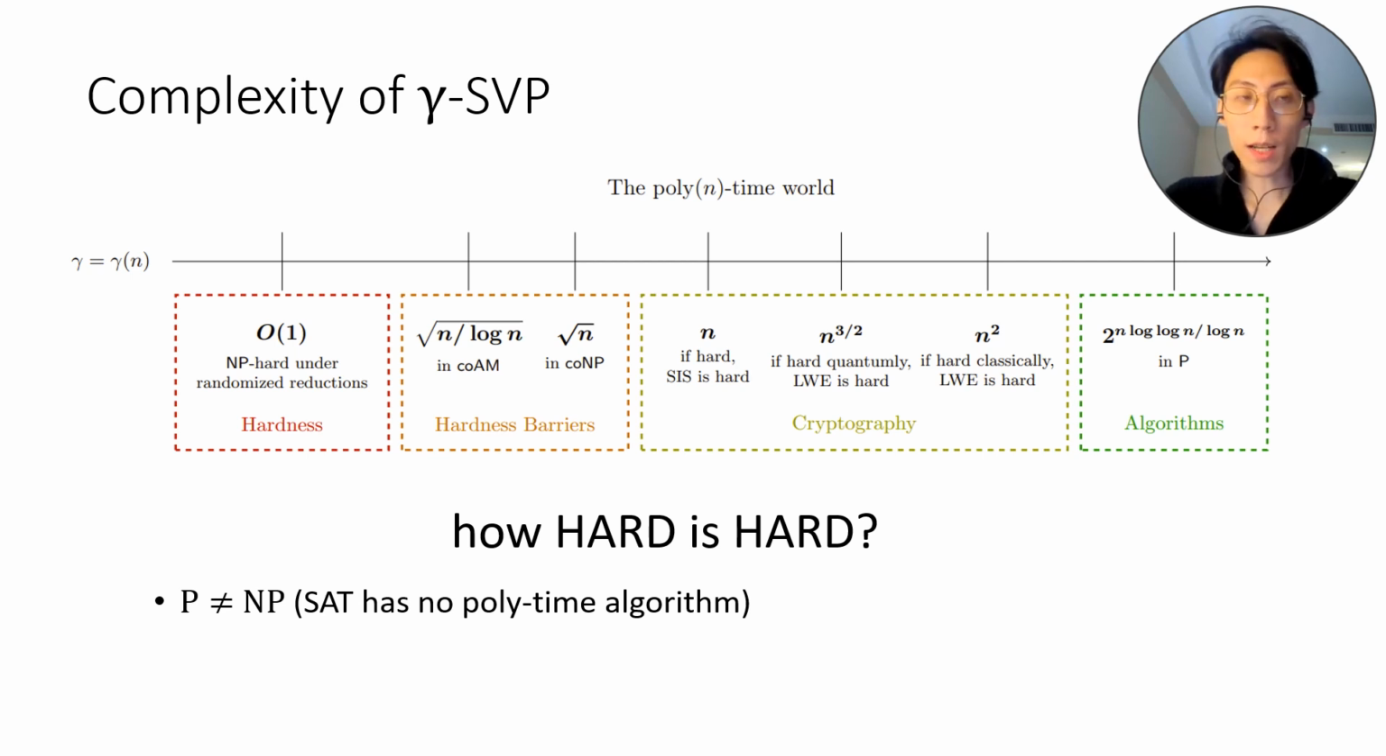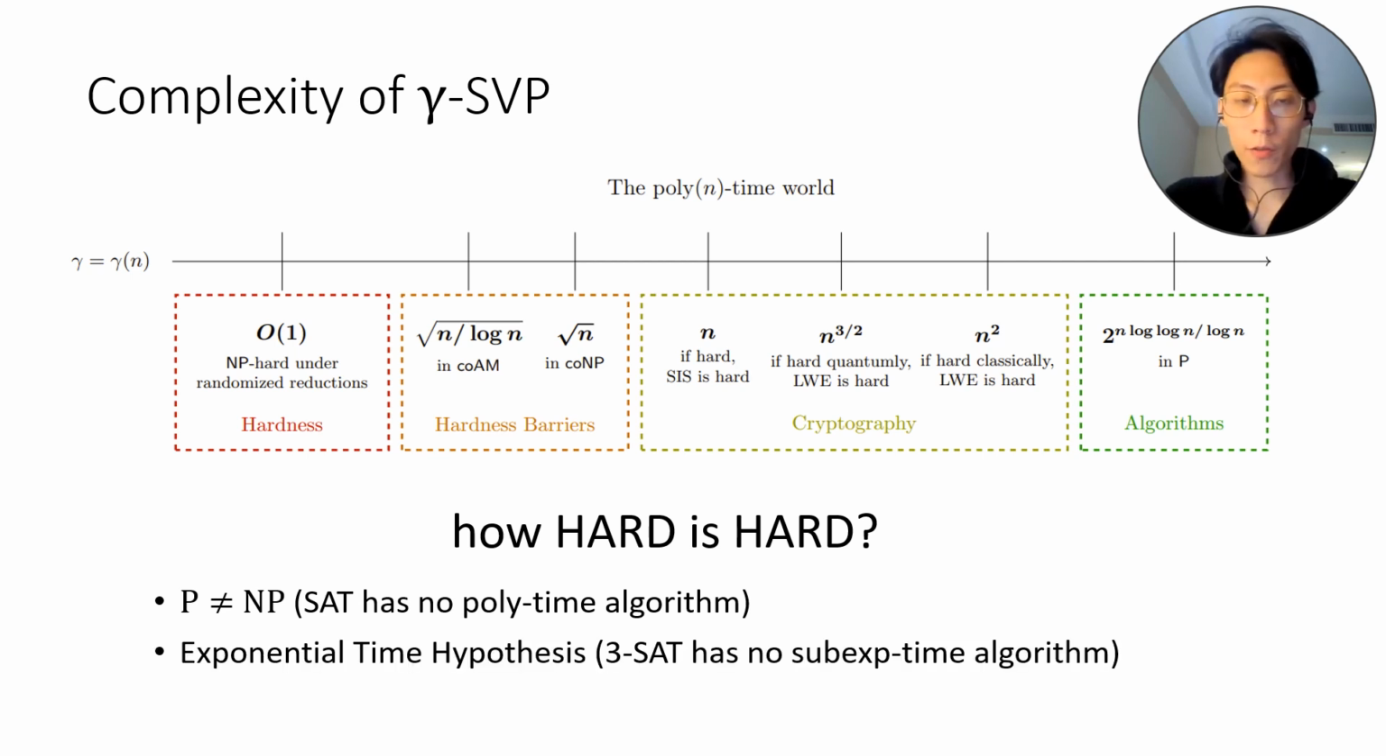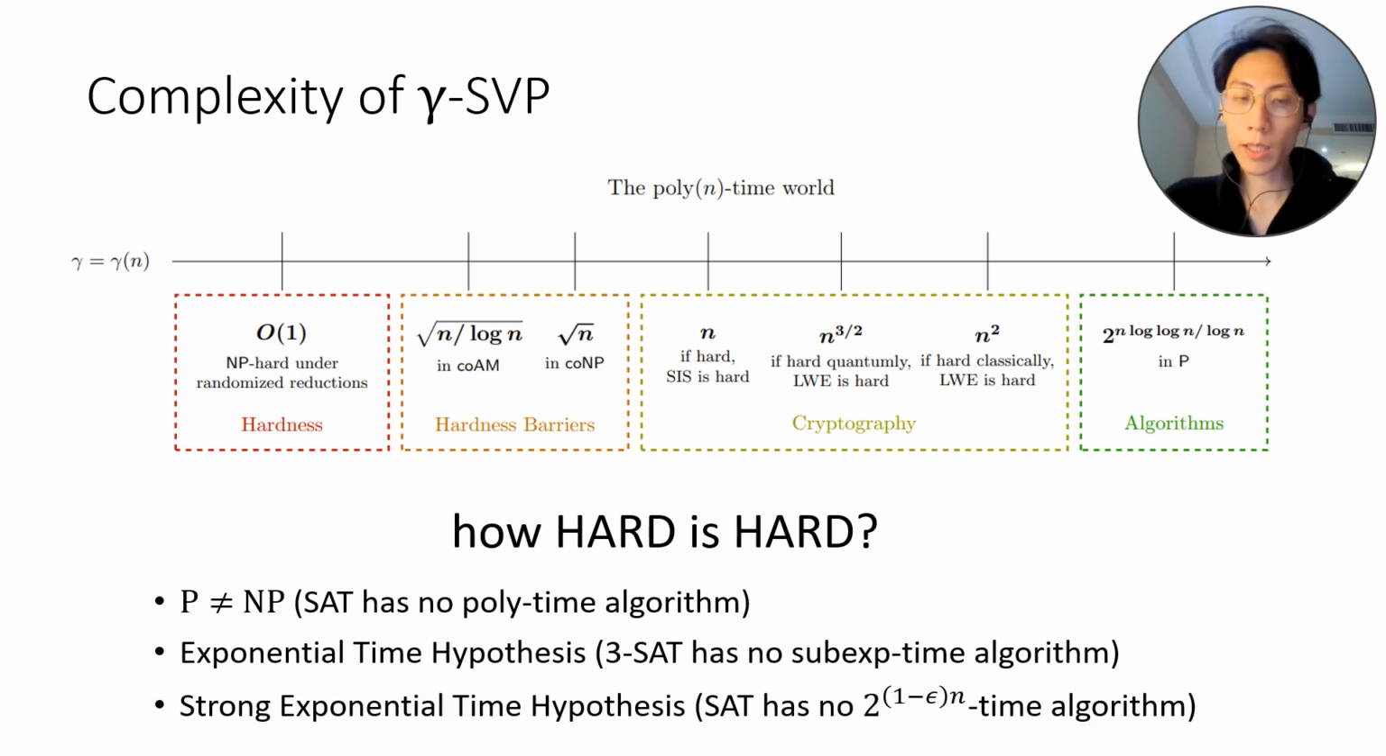There are also stronger assumptions that people make. For example, the exponential time hypothesis. It asserts that 3SAT has no sub-exponential time algorithm. There are even stronger ones. The strong exponential time hypothesis asserts that SAT has no 2^((1-epsilon)n) time algorithm.